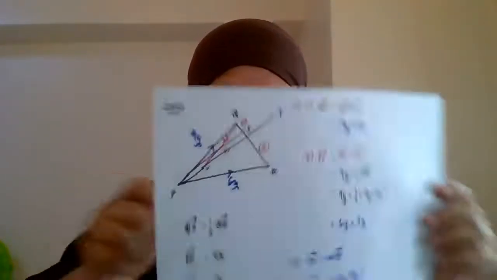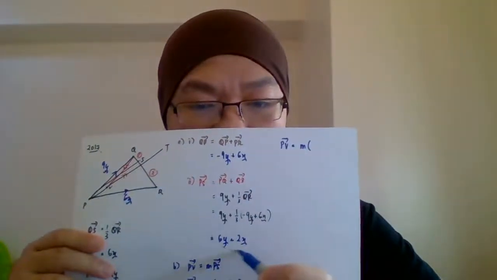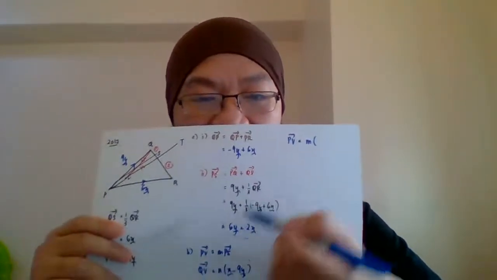So this one, you see here, this is your V, so QV equals n bracket x minus 9y. Okay guys, before we solve the problem, we need to find the relationship between these two pieces of information given. So PV, let me check from the diagram, PV equals m PS. So what we can do is update the PV first. PV equals m PS. PS we already obtained just now, so we just cut and paste here. PS equals 6y plus 2x. Now settle, that is number one.